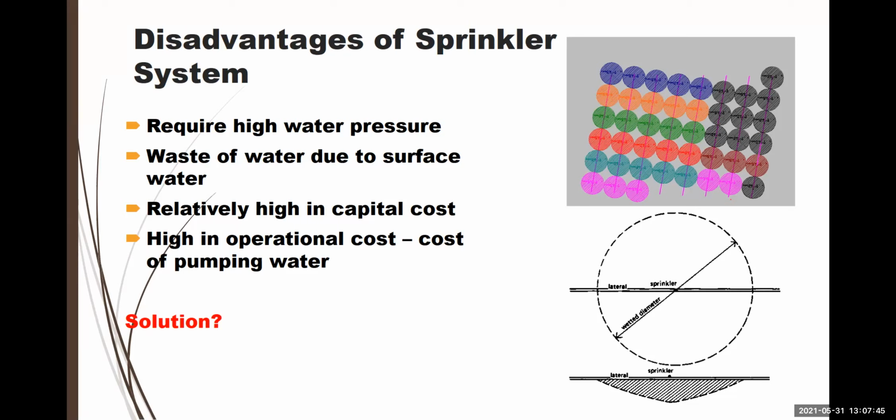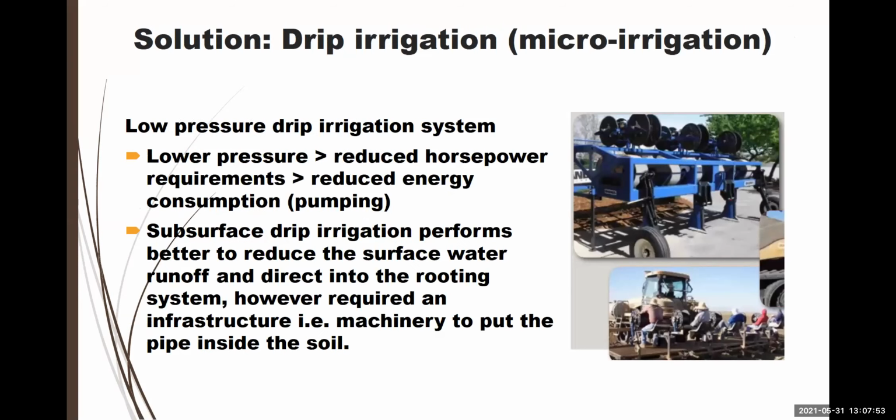Yeah, so relatively high capital cost because of pumping. Okay, operational cost for pumping water. Okay, electrical bill dan sebagainya. Okay, solution here is where we can have the low pressure irrigation system by having drip irrigation system.